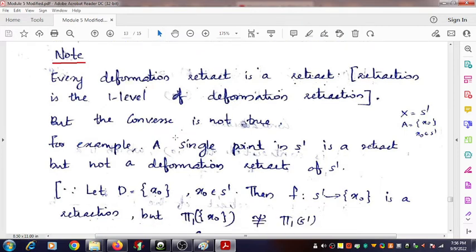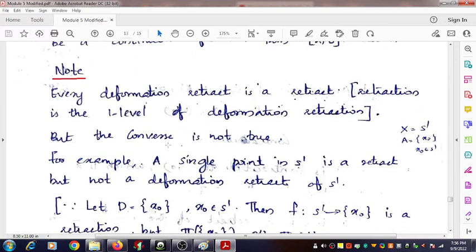But the converse may not be true. Given a retraction, what is the converse? Given a retraction, is it possible to show that there exists a deformation retraction such that the given retraction is the one level of that deformation retraction? Actually, it is not possible.